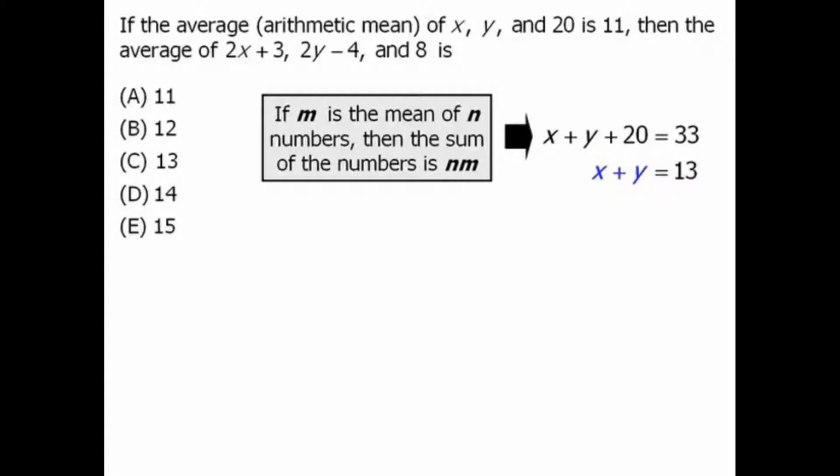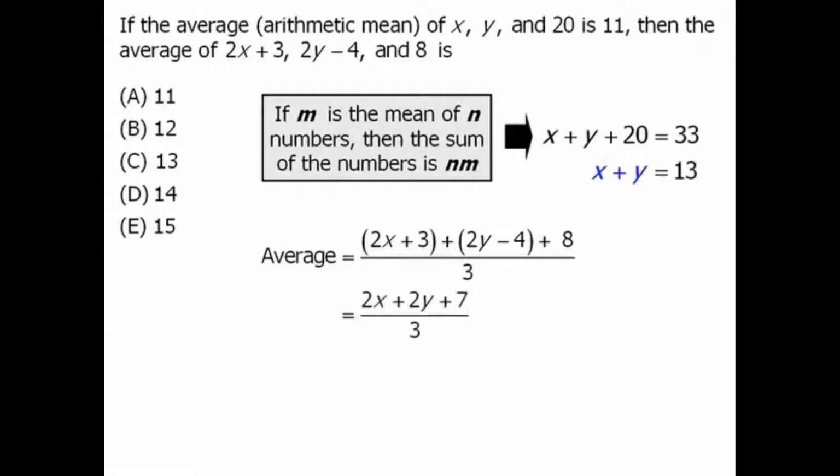Now the question asks us to find the average of three new values. To do this, we'll find the sum of those three values and then divide by 3. Let's begin by simplifying the numerator here. And now the big step is to recognize that we can factor a 2 out of the first two terms of our numerator. When we do this, we get 2 times x plus y.